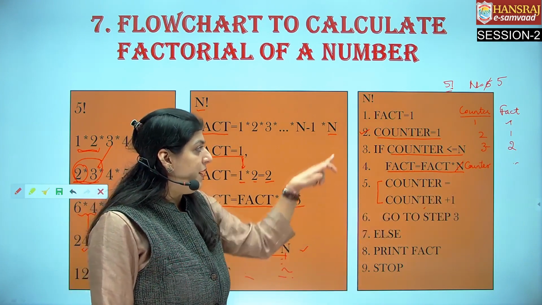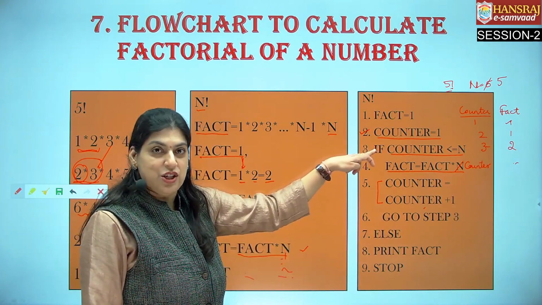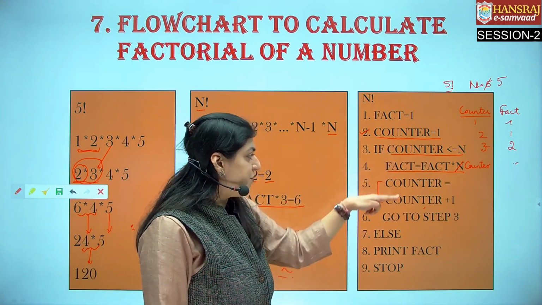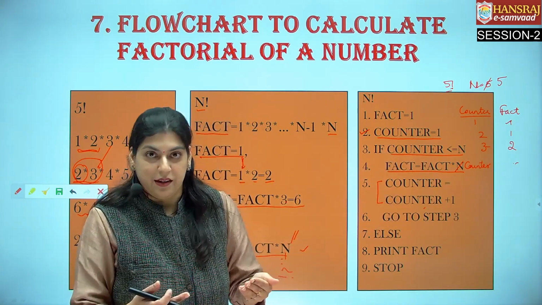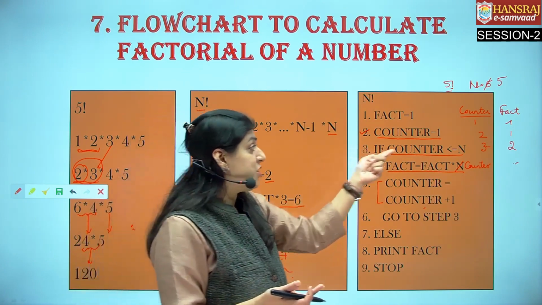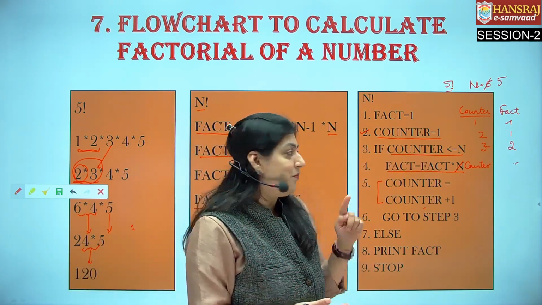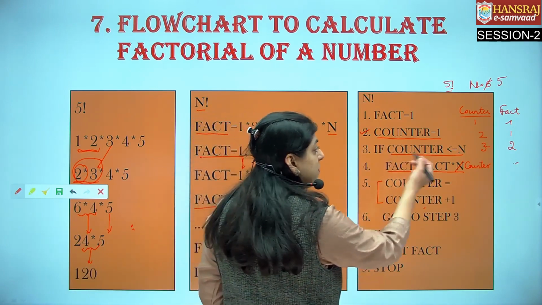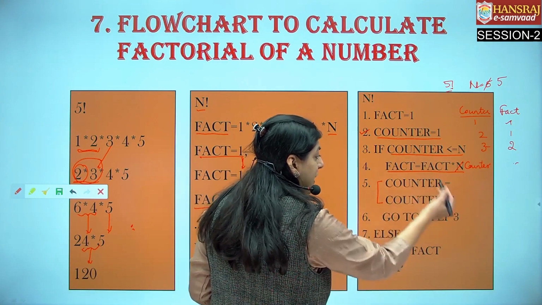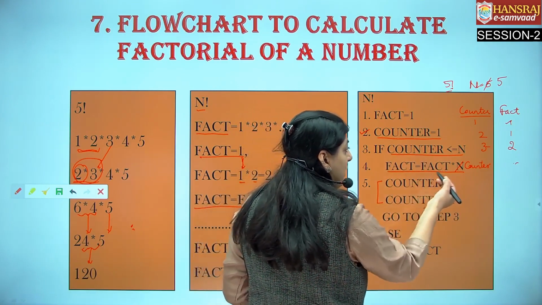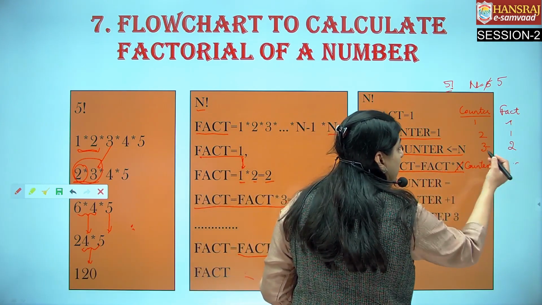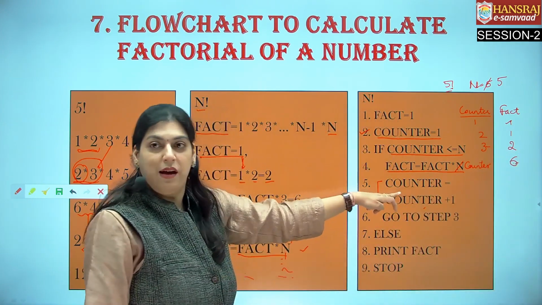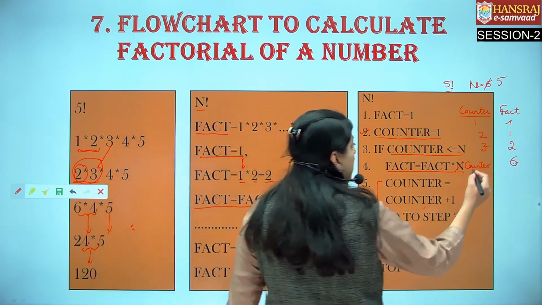Go to step 3, again you will check the condition, right? So what we are doing, we are following these 2 steps, 4 and 5, again and again till the condition is satisfied. Okay, till the condition is satisfied. So go to step 3, again we are going to calculate the fact. The fact is going to be 3 into 2, that is 6 this time. Increment the value of counter, the counter will become 4 now.